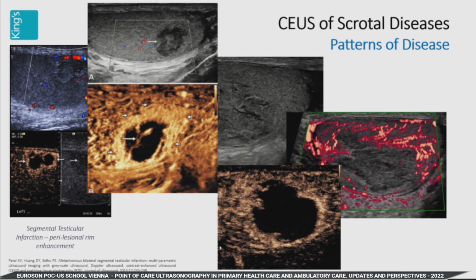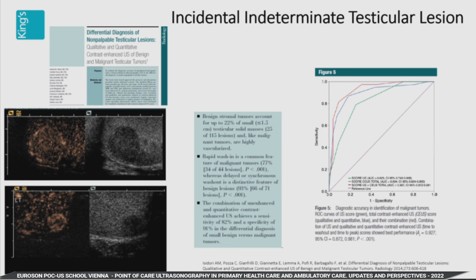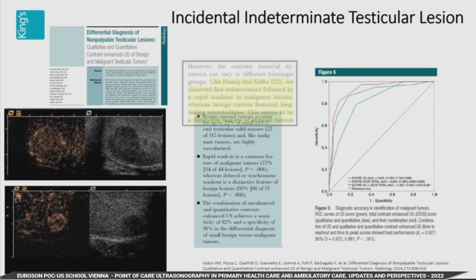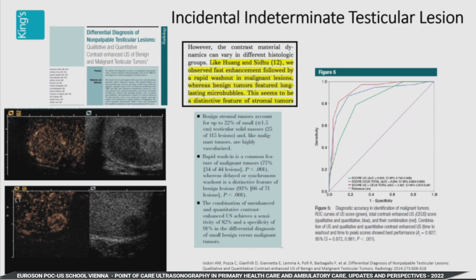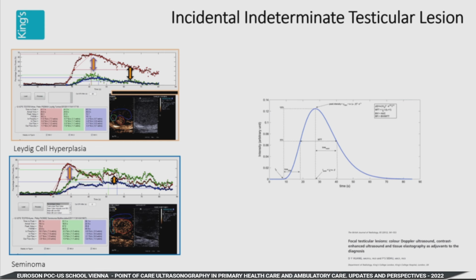Now, what about the differentiation between that Leydig cell tumor incidentally found and the seminoma that's incidentally found? It's all to do with your time intensity curves. And these are from the paper in Radiology from Vito's group. We had previously published a year or two earlier saying that this is what's going to happen with your Leydig cell tumors. So this is an in-house program that we developed looking at the time intensity curve.